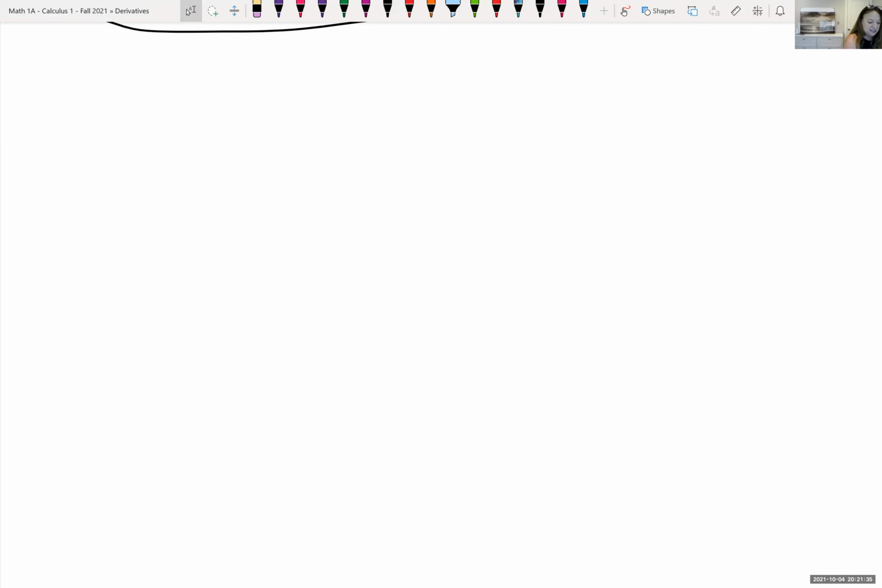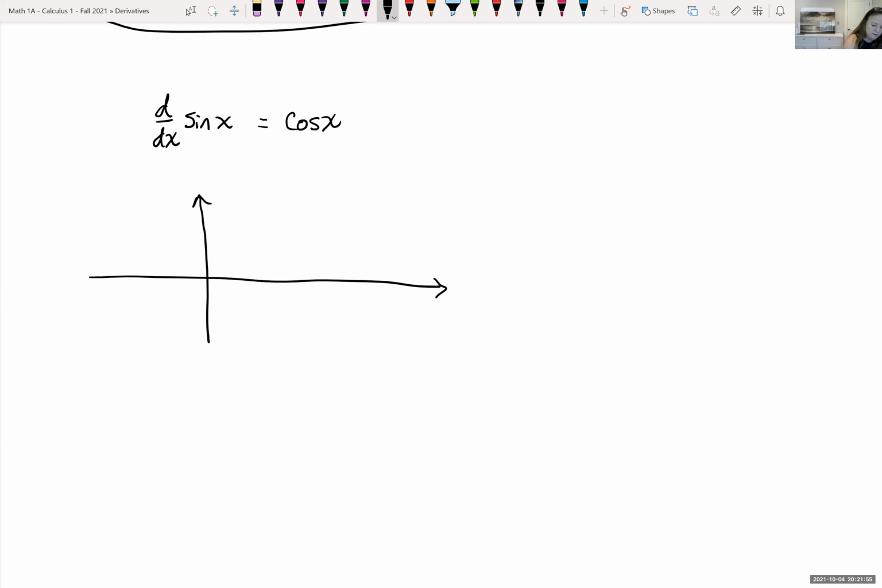Okay, so we had just said that if we were taking the derivative of sine of x, we found that was equal to cosine of x. If we were thinking about this graphically, let's look at the graph of sine x real quick. I tend to break it down into a period: pi fourths, pi halves, pi, 3 pi halves, and 2 pi.